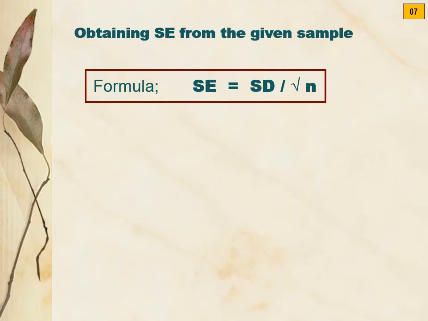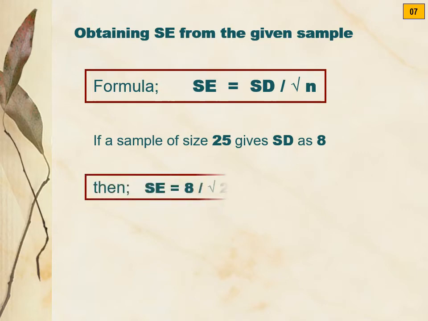So from the sample we get the SD, and we divide SD by under root n to get the standard error. That is, if a sample of size 25 gives you SD as 8, then standard error is SD over under root n, means 8 over under root 25 equal to 1.6. Increase the sample size, SE will decrease. So this is how we calculate the standard error of mean from one sample. Okay.